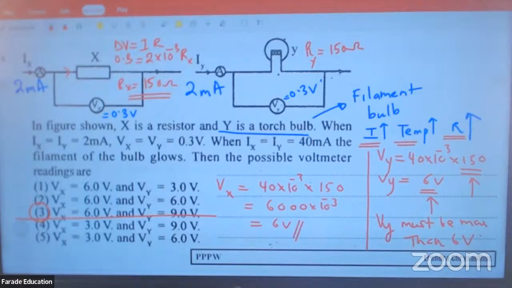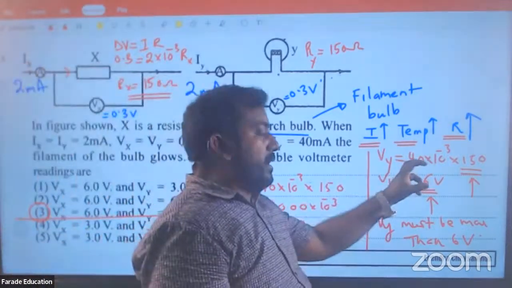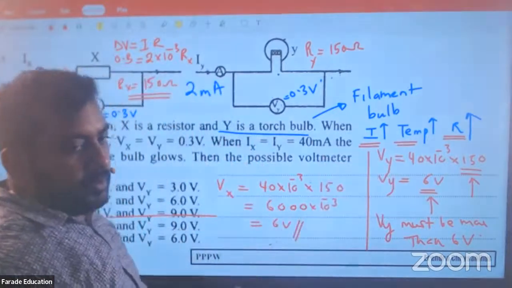Therefore, the most suitable answer is a voltage greater than 6 volt for Vy. Okay, no? Right.